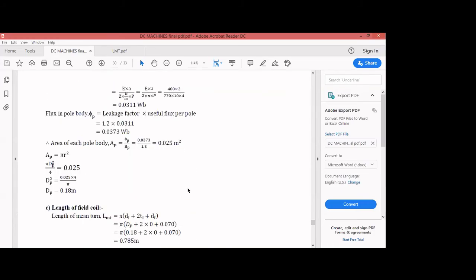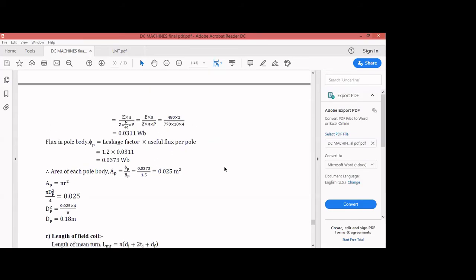For that you have to use this formula, and BP will be given. So ΦP you have to calculate. To calculate ΦP, you take the leakage factor into useful flux. Based on the data, you can calculate the diameter of the pole.